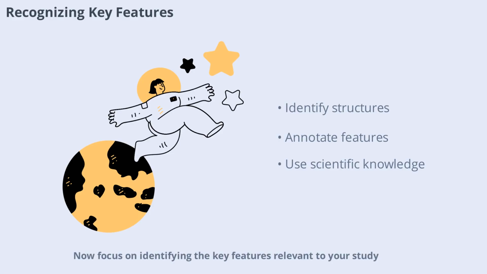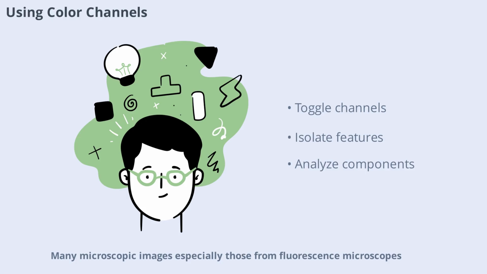Now, focus on identifying the key features relevant to your study. This could include cell walls, nuclei, organelles, or other structures depending on your sample. Use your knowledge of biology or materials science to interpret what you see. Annotating these features within your software can help you keep track of your observations. Many microscopic images, especially those from fluorescence microscopes, use different color channels to highlight specific components.